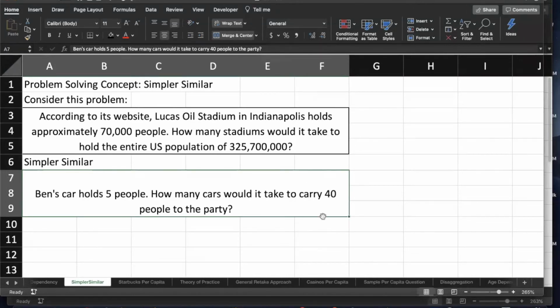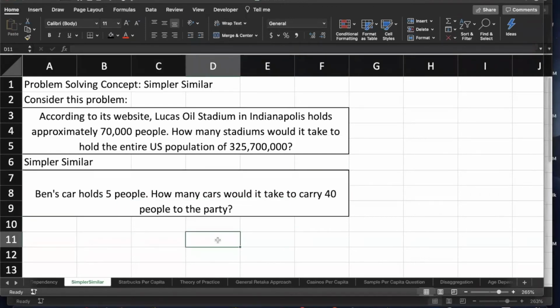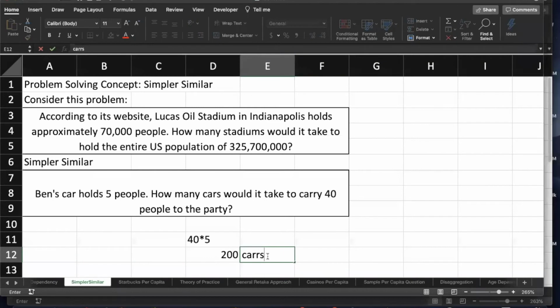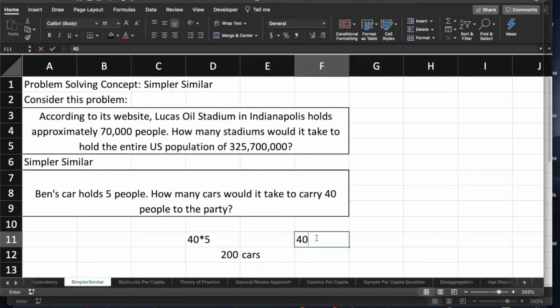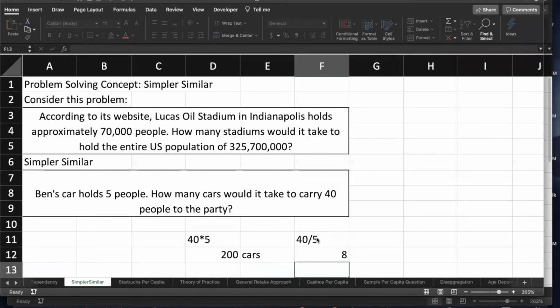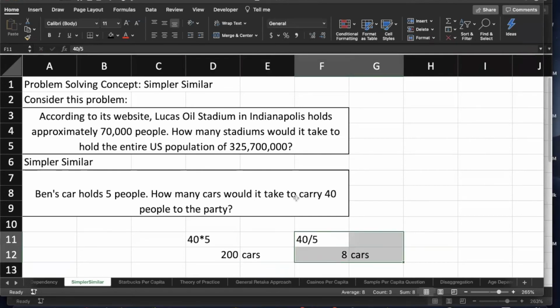What would you do? You would times it. 40 times 5? 40 times 5 equals 200. Do I need 200 cars to take people to the party? No, you divide. 40 divided by 5, 8 cars. Yes, this second one is correct. I would need 8 cars if every car holds 5 people.